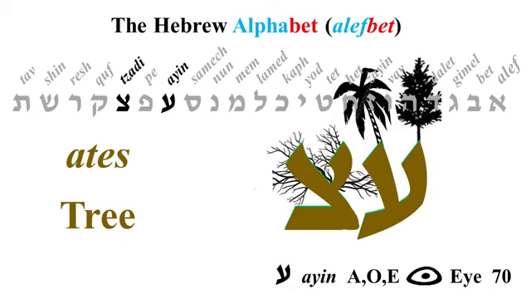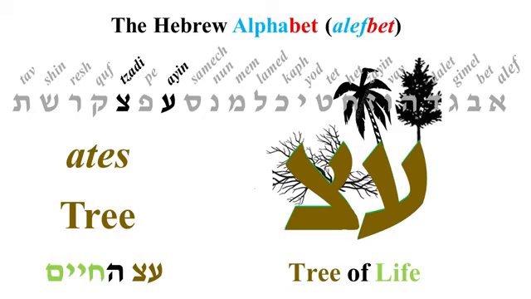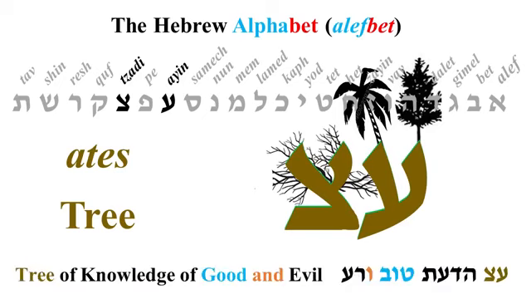There was the eitz hachaim, that's the tree of life. This is the one they put the cherubim with flaming swords to guard against. And there was the one from which they weren't allowed to eat. And that is the eitz hadat tov vara.